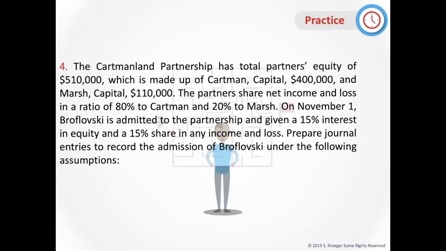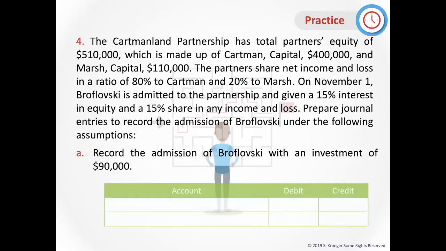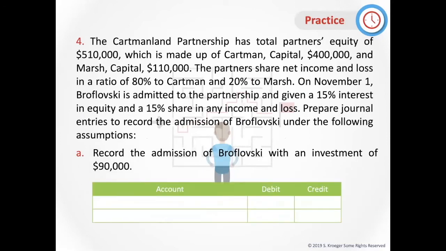This is your classwork number 4. We have Cartman Land, a partnership that has total partners equity of 510,000, which is made up of Cartman's capital of 400,000 and Marsh's capital of 110,000. So there's 2 partners right now. The partners share net income and loss in a ratio of 80% to Cartman and 20% to Marsh.